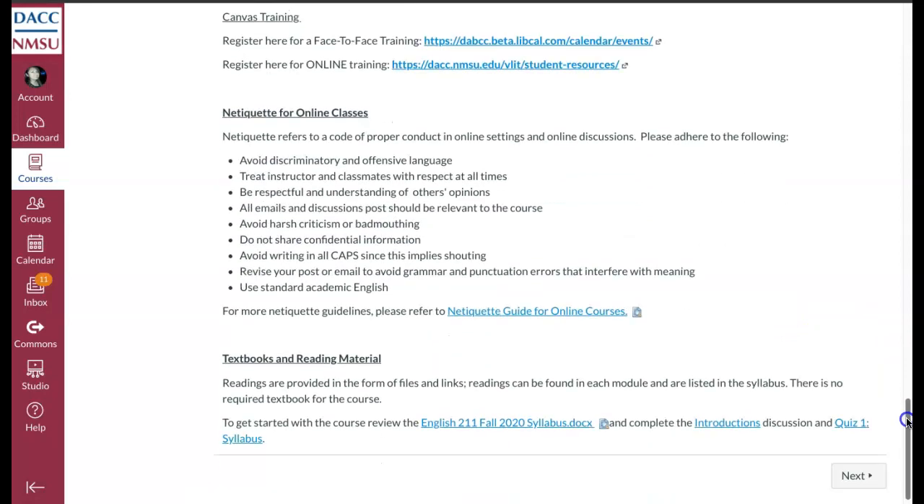And like I mentioned before, when it comes to online classes, there is a certain netiquette or guidelines to follow, and basically what that means is that you want to avoid, for example, caps because it implies shouting. You also want to make sure that you use academic English so that we can all understand what you are saying. Be respectful of others' opinions. Avoid harsh criticism or bad mouthing. So, just basic things that you want to be aware of. And I also have the Netiquette Guide for Online Courses, which goes into a little bit more detail.